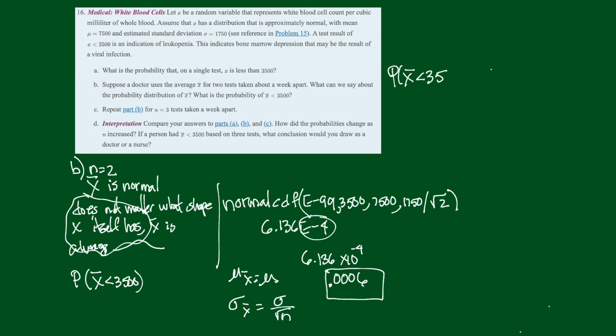All right, so what I'm going to conclude then is that the probability that x bar is less than 3,500 is equal to about 0.0006. Okay, so what does that mean? That means it's about a 0.06% chance that's going to happen. Or, if you like, you could say it this way: tenths, hundredths, thousandths, 10,000ths. How often would you see this? This being 2 tests giving you an average of less than 3,500 white blood cell count. You would see that maybe 6 out of every 10,000 times.